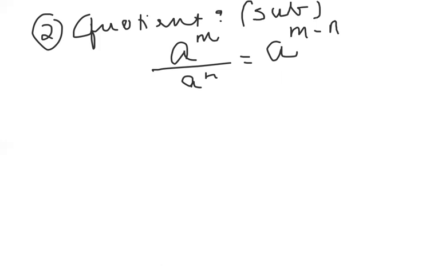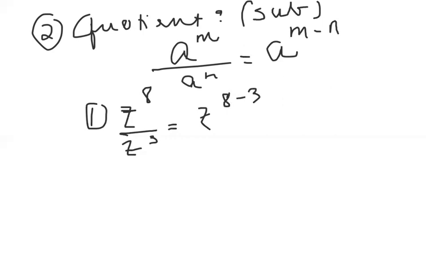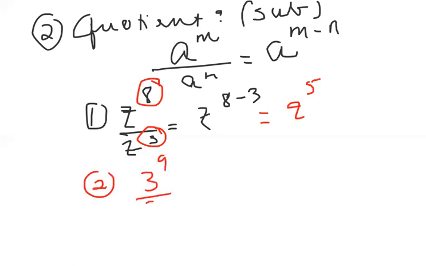So essentially, if we were given a problem such as this one right here, z to the 8th power over z to the 3rd power, we would keep the base z and subtract the powers on the z's, okay? Subtract 8 and 3, and so this would leave us with z to the 5th power. Likewise, guys, if we have 3 to the 9th power over 3 to the 3rd power, we'd keep the base 3 and subtract the powers, 9 minus 3. So that would leave us with 3 to the 6th power.